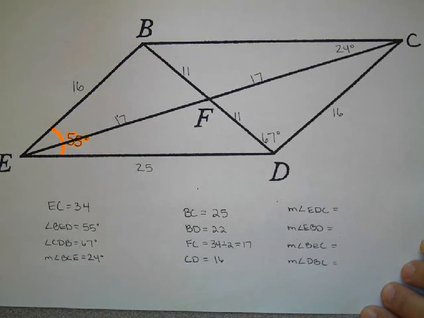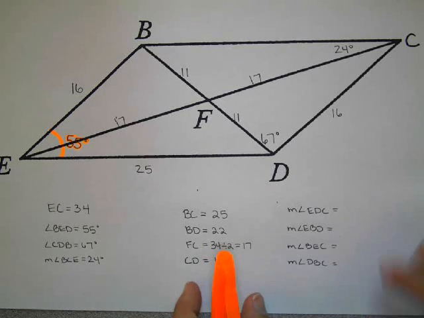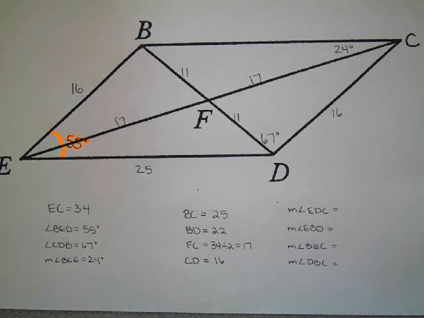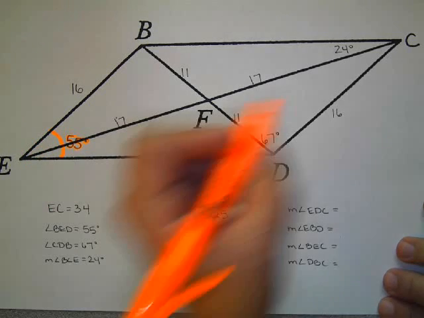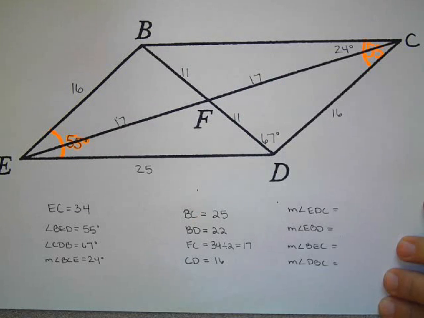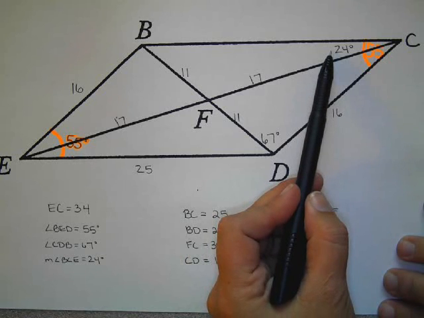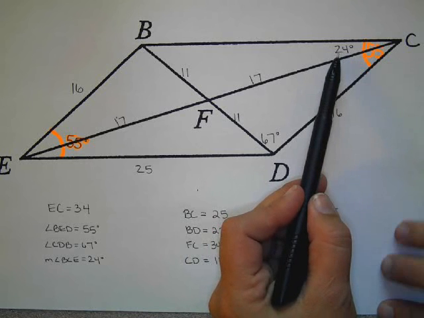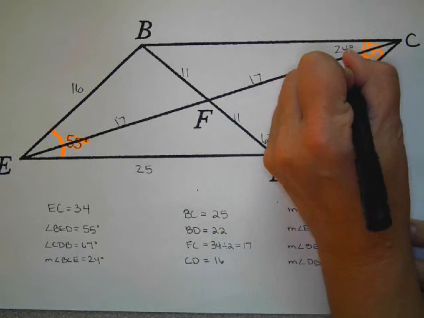Now for the angles. We need to remember a few things. Opposite angles are congruent, and the same side or consecutive angles are supplementary. So before I even look at these four, I know that this entire angle is 55 degrees, so this entire angle will also be 55 degrees. Since we know that this part of the angle is 24 degrees, if you do 55 minus 24, that will give you the other piece of this angle.